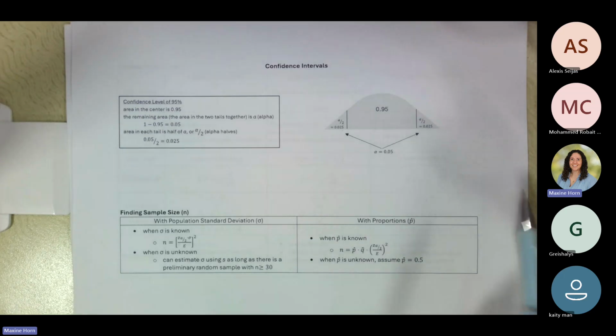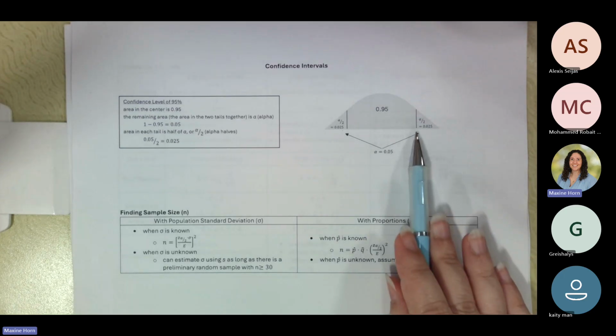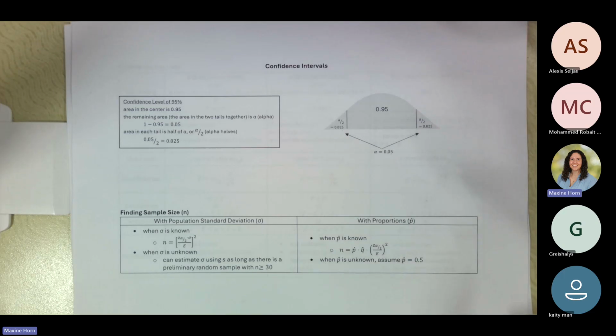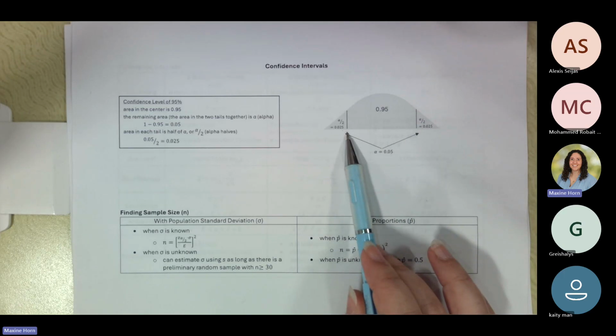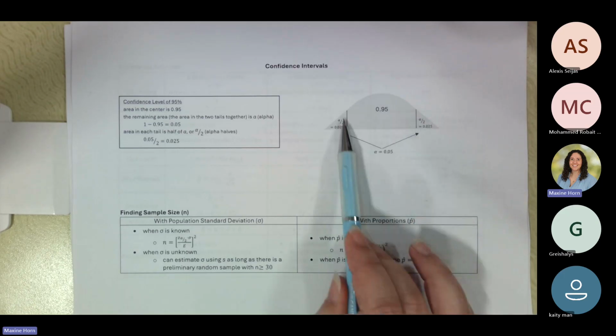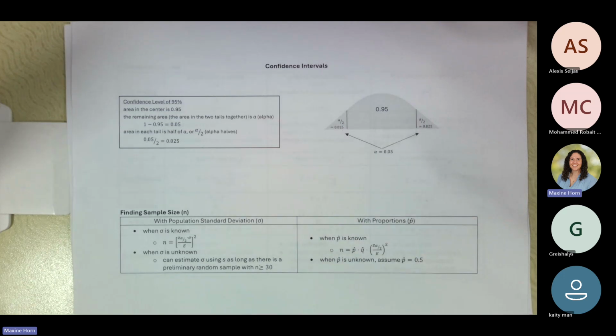Another thing is that the z-score over here is going to be just the positive version of whatever the z-score over here is, right? I don't know if you guys remember that from, I think it was back in chapter 2 or something, where if this is negative, I don't know, -2, then this is going to be +2 if the area in the tails is the same, okay?